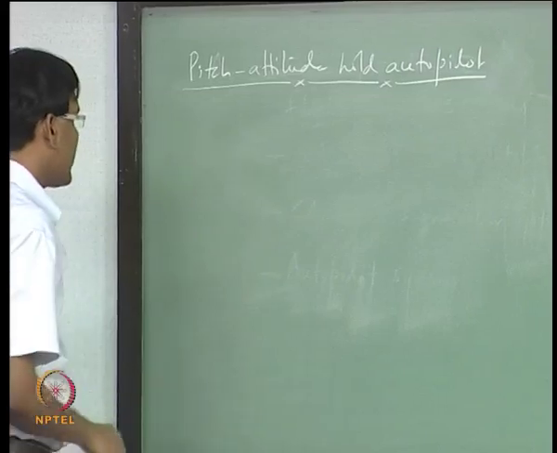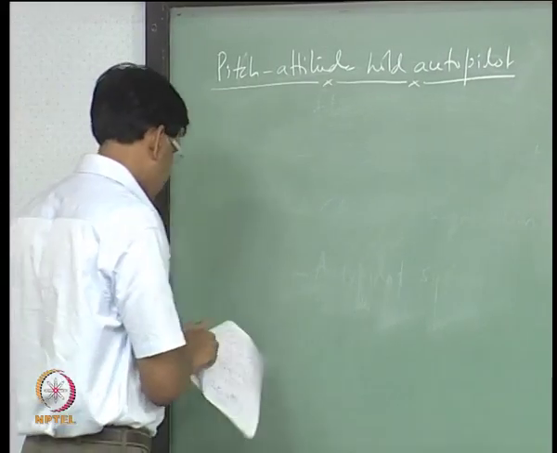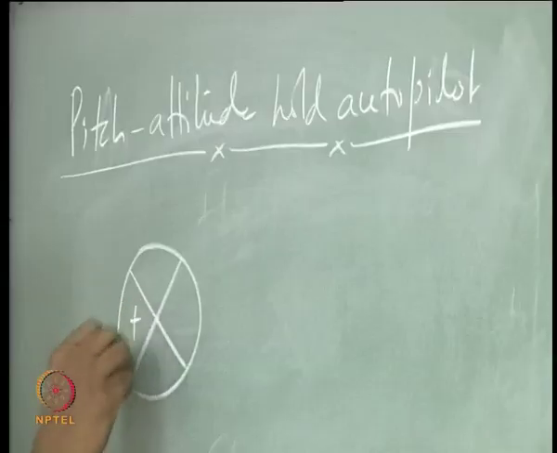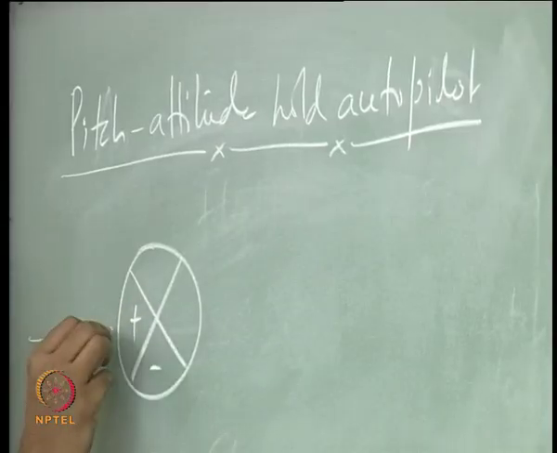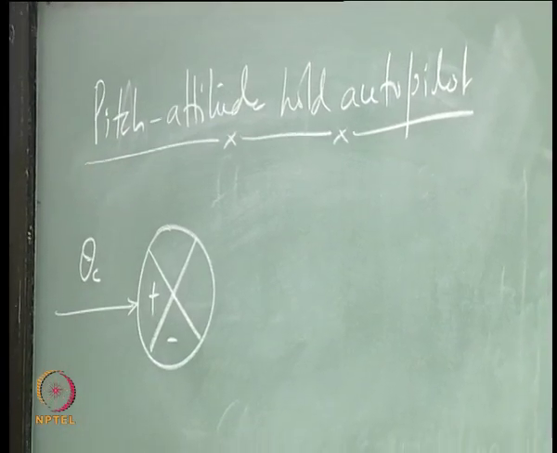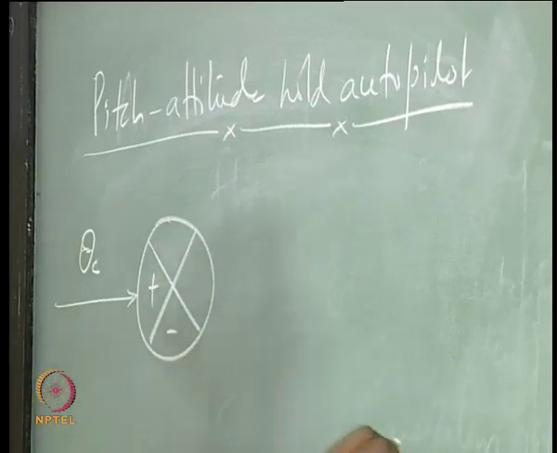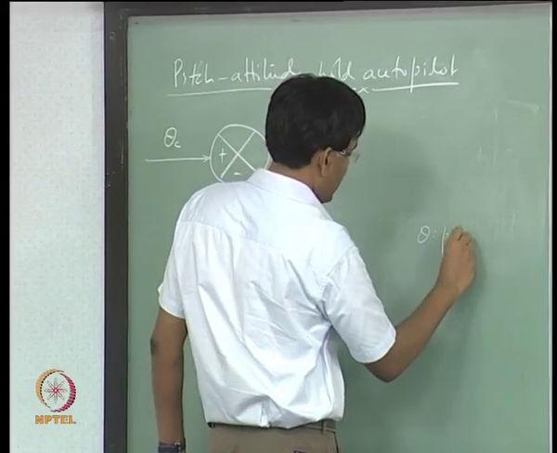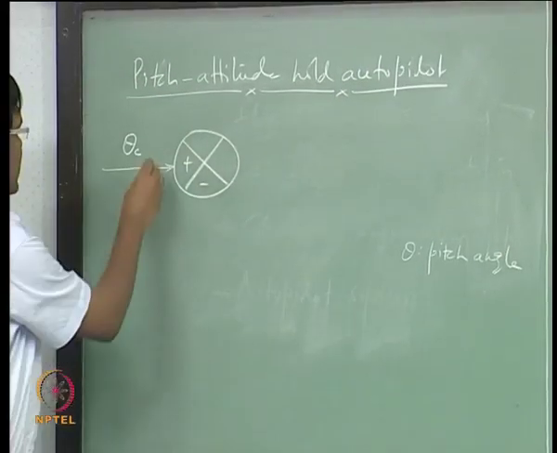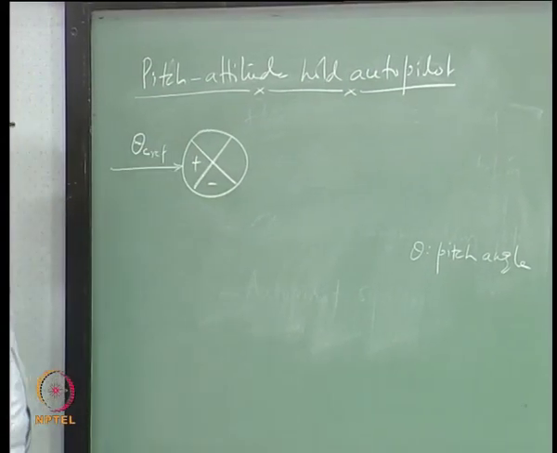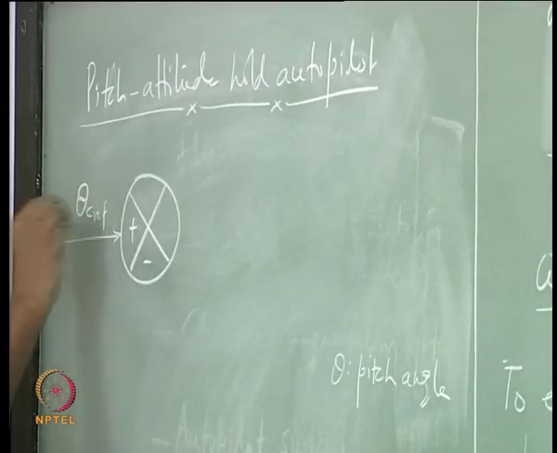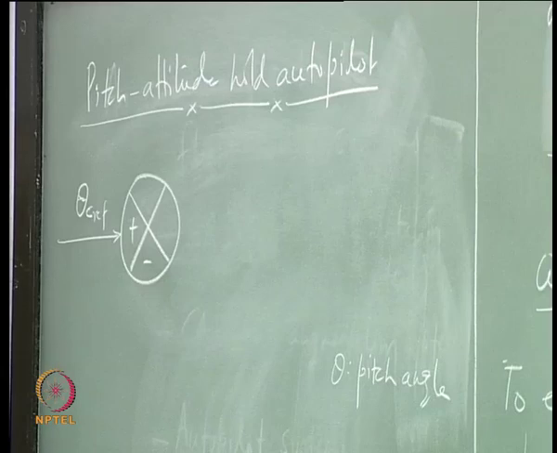The idea can be represented using this schematic, which is also called a block diagram. This is about controlling the pitch angle, theta is the pitch angle here. So, this is a reference theta at which we want to keep the aircraft at all times, even in the presence of disturbance.